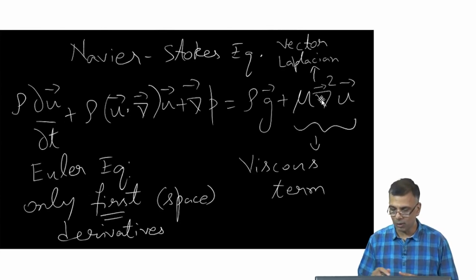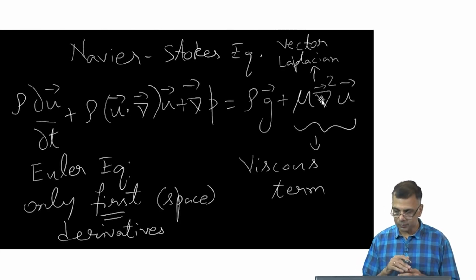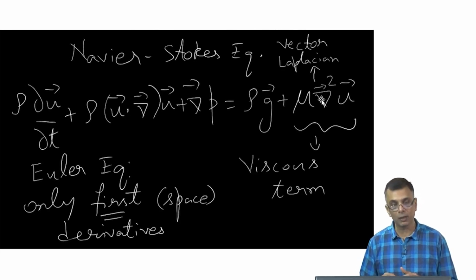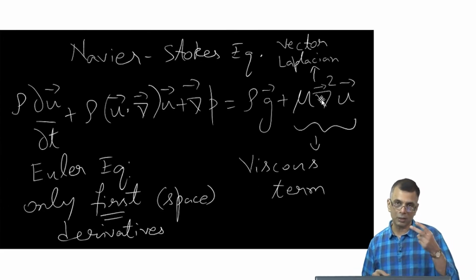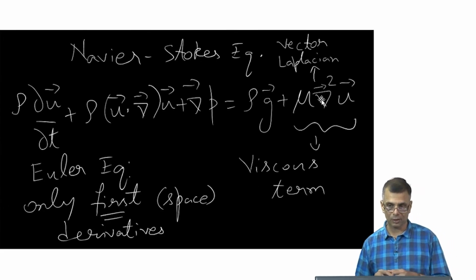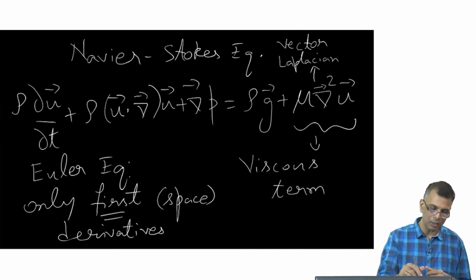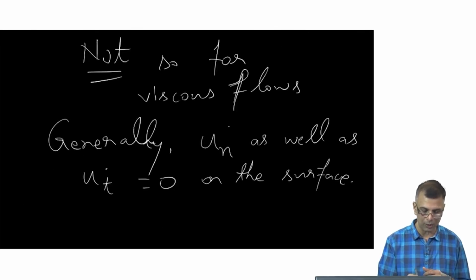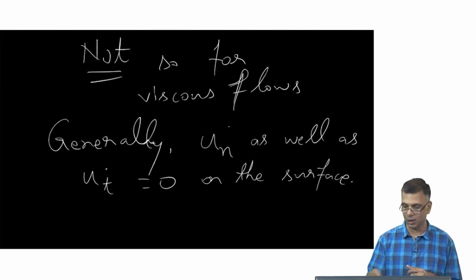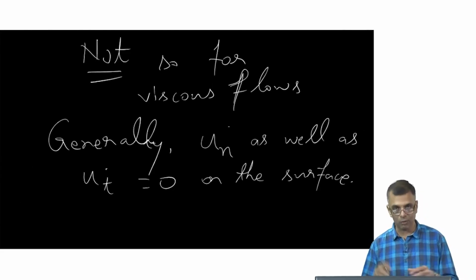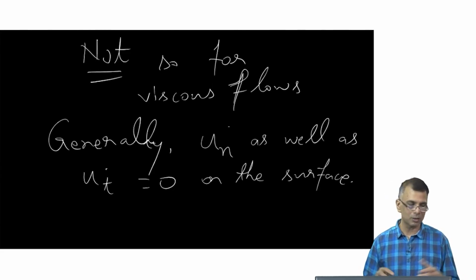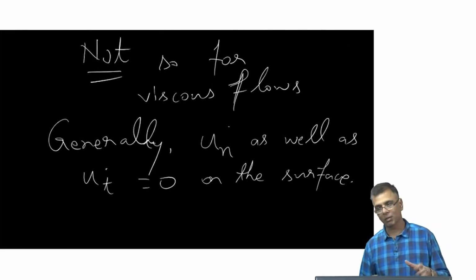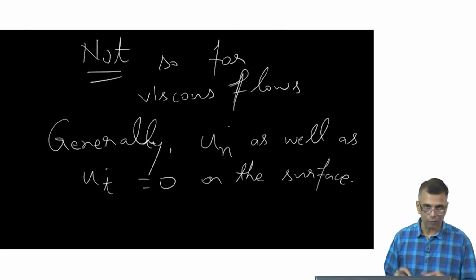When you're talking about an equation with a second derivative in velocity, you need to consider two boundary conditions. Generally the two boundary conditions are simply that the total velocity goes to 0, both the normal velocity as well as the tangential velocity. Both of these go to 0 right on the surface. So this is the general sort of formulation. We will stop here for the time being.